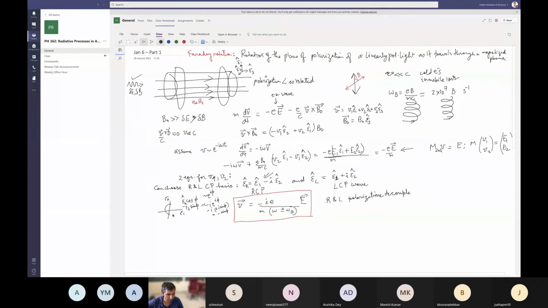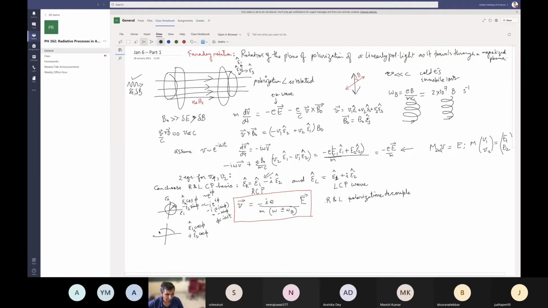This is how this vector will go in time, right? The other one will be epsilon 1 hat cos phi. There is a plus there, so plus epsilon 2 hat cos phi. And remember, phi is equal to minus i omega t.